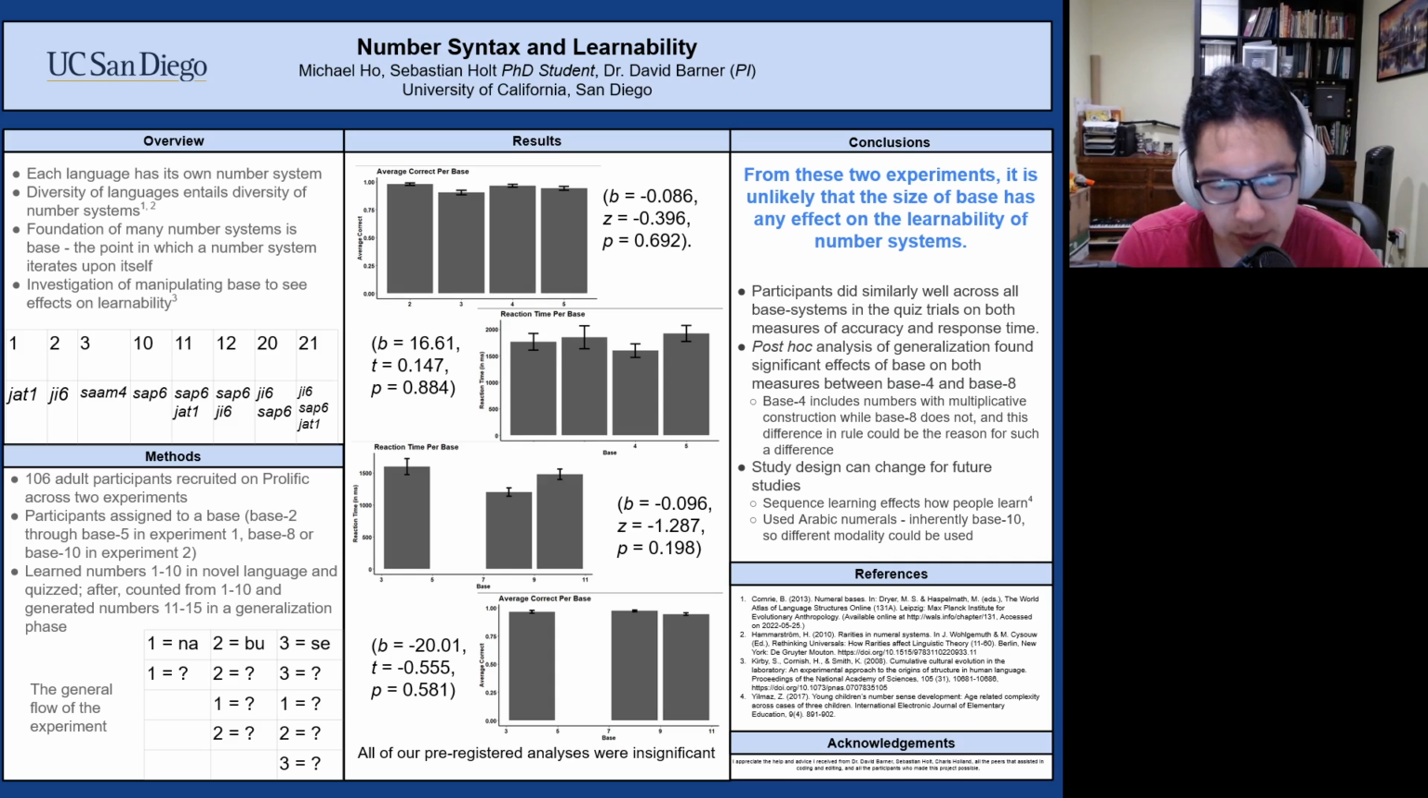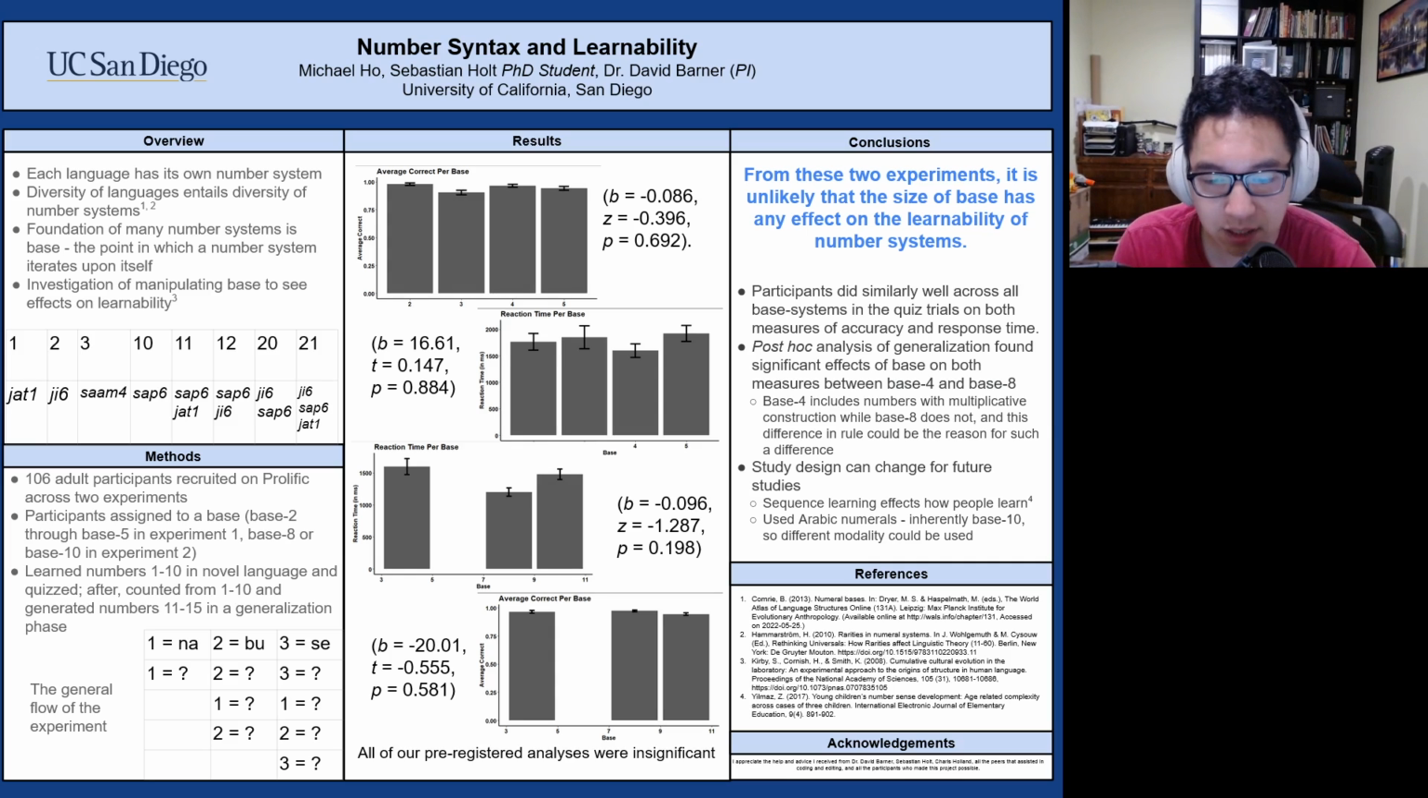So we had participants learn bases across 2 experiments. This is a between subjects design where a participant learned only 1 base. The first experiment had participants learn bases 2, 3, 4, or 5, and the second experiment had participants learn bases 8 or 10. For each of the bases, the design was identical. Participants learned numbers 1 through 10 and were quizzed on the most recent number, but also ascending from 1 to the current number word, immediately after learning a new number word.